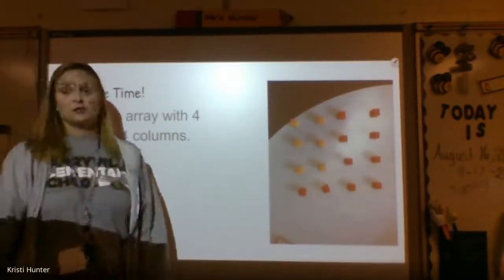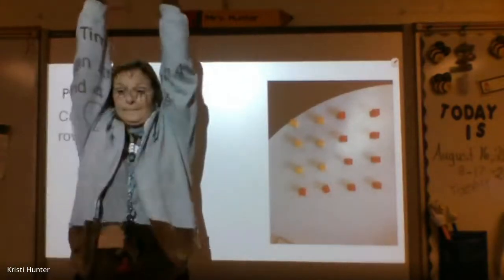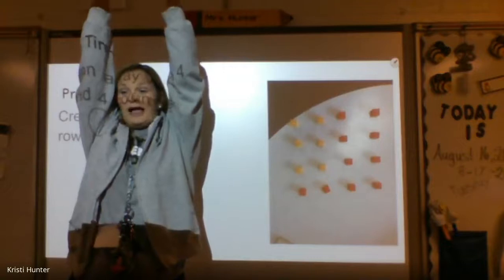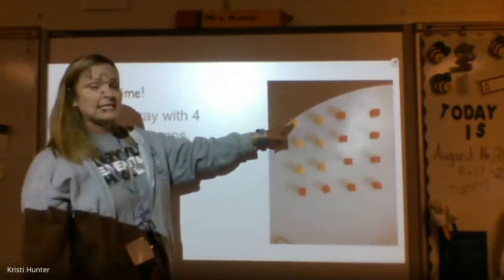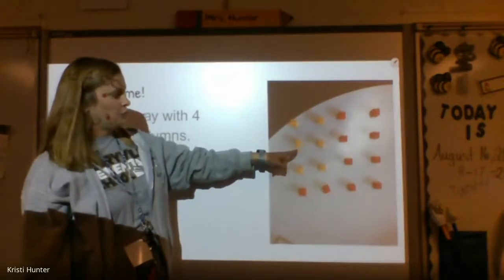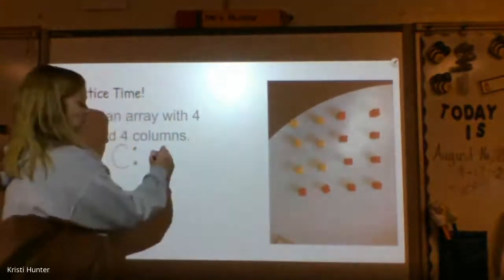All right, this time let's write an equation for the number of columns again. Show me with your arms, which way do columns go? Columns go up and down, right? Columns are up and down. So here we go. Let's look up and down. How many are in this one? 1, 2, 3, 4. All right, so my first number has got to be 4.